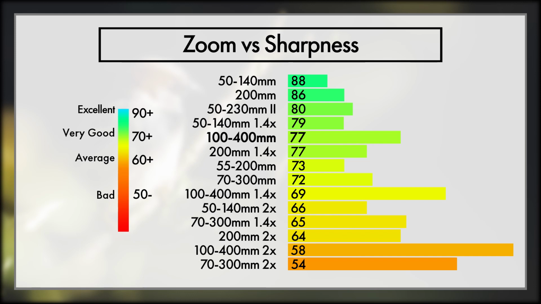Or the 100-400 versus the 200mm with the 2x teleconverter doesn't quite catch up at about 13% worse. Now when I say better and worse, we're only talking about image quality. We're not talking about autofocus speed or any other features, but just the amount of zoom you get for the quality you get. It's interesting numbers.